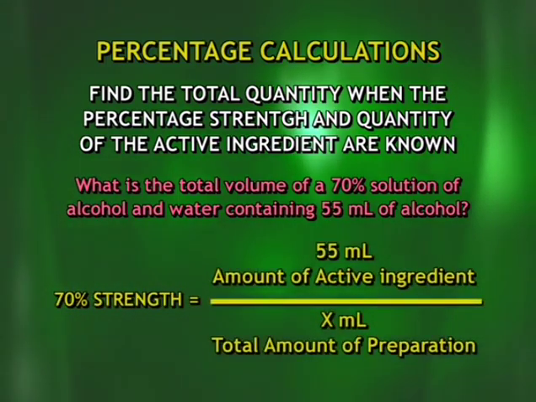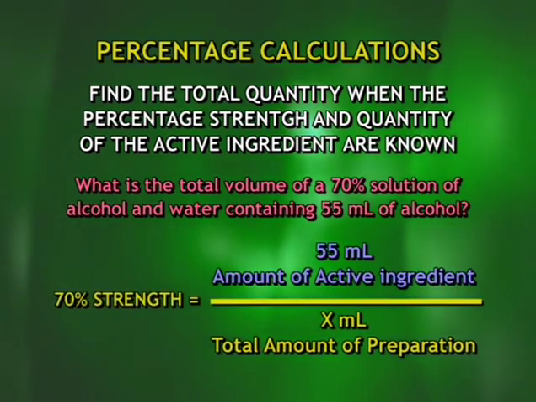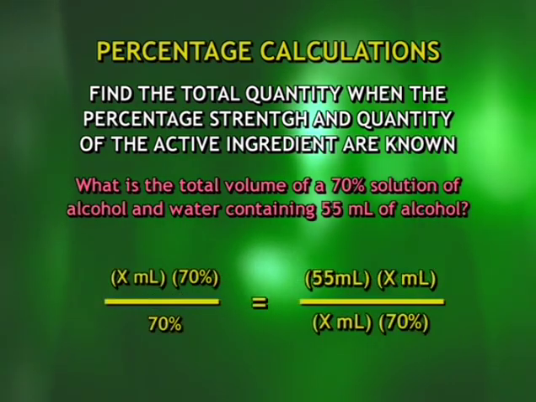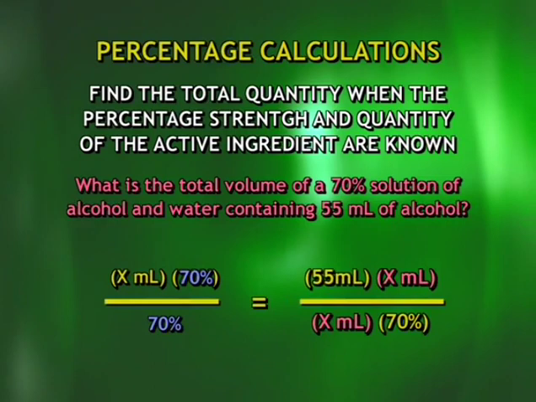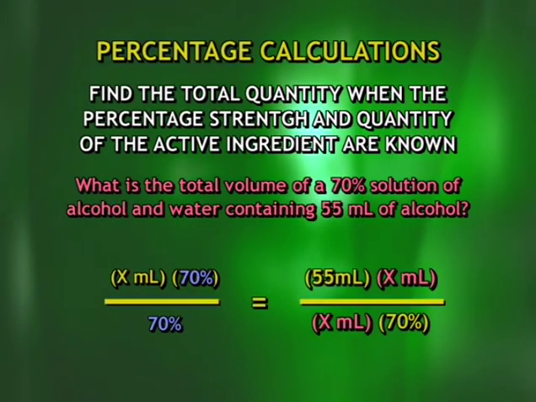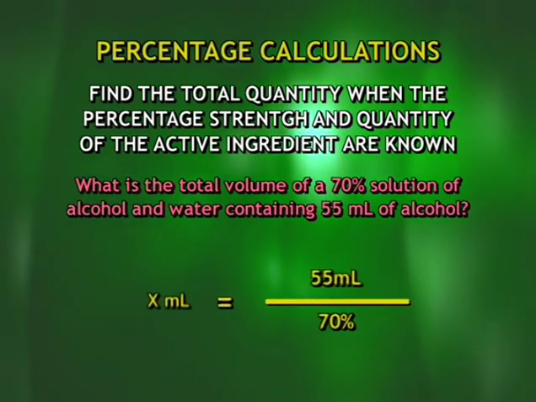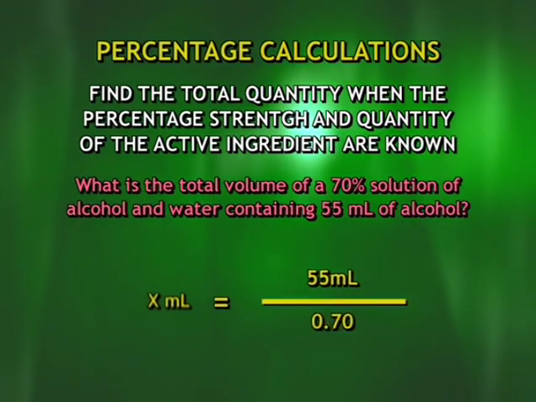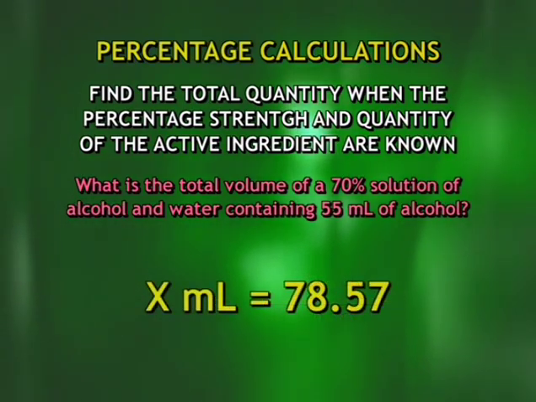Step 1. Set up the equation by substitution. 70% equals 55 milliliters divided by X milliliters. Step 2. Isolate the unknown and place it in the numerator. Multiply by X milliliters and divide by 70%. Step 3. Simplify. Divide by 100 and remove the percent sign to convert to a decimal. Step 4. Perform the calculation. Dividing 55 by 0.070 yields the result of 78.57.